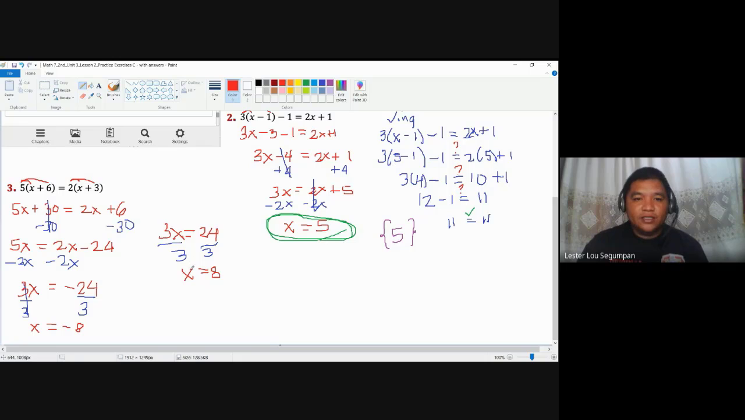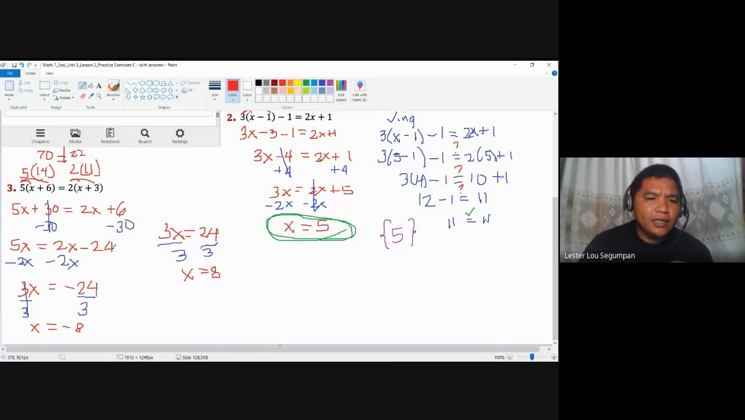Check it first, because if you're going to check this one here, let's use 8. 8 plus 6 is 14, times 5. Here, 8 plus 3 is 11, times 2. 5 times 14 is actually 70. 2 times 11 is 22. Basically, they are not the same. Therefore, this is incorrect. And now that's the time that you will analyze, why is it that it's incorrect?